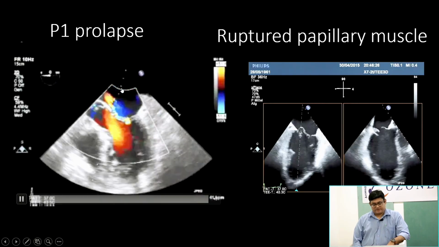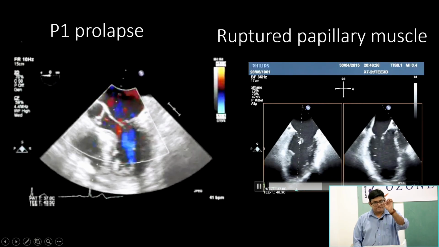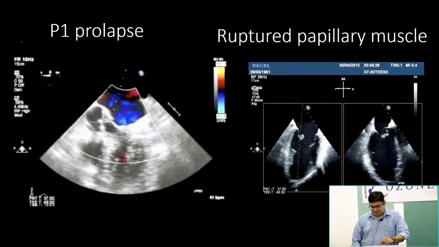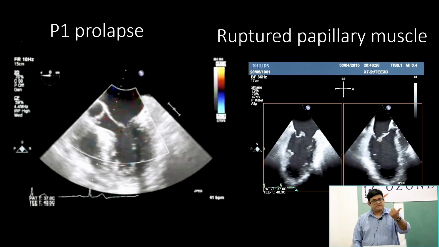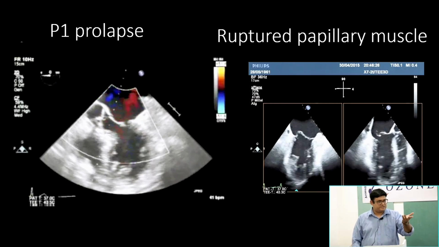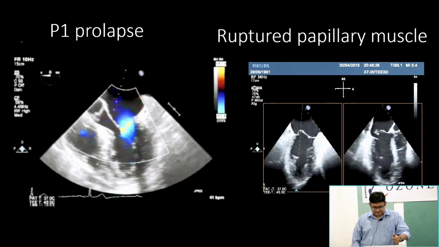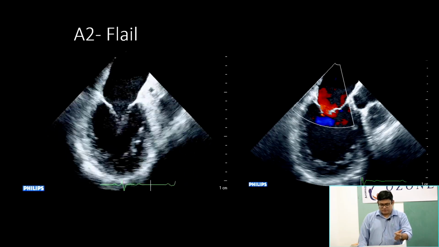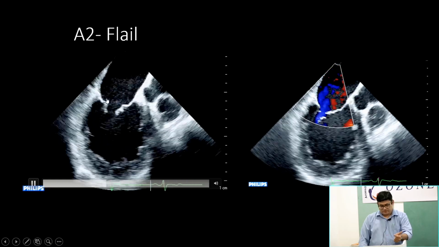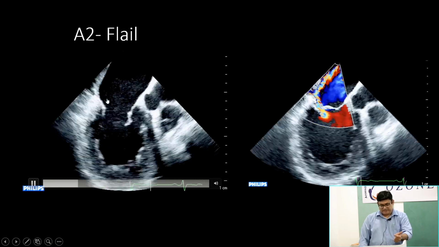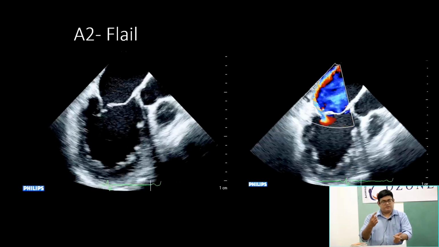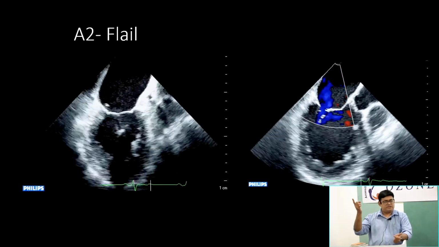This is an example of ruptured papillary muscle, where in between you can see a small circular structure coming, which is your ruptured papillary muscle. And always the posteromedial papillary muscle is the most common to rupture because of its single blood supply. Okay, this is an A2 segment which is flail. This is your AML, long axis view. You can see a flail segment here, and when you put color Doppler through it, you can see a jet over the PML along the posterior LA wall.